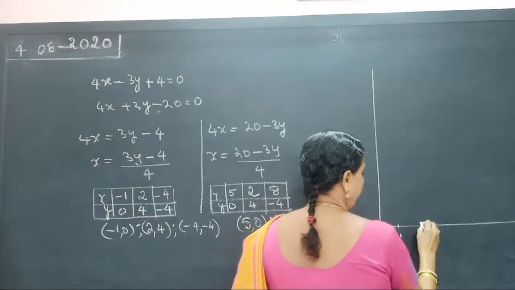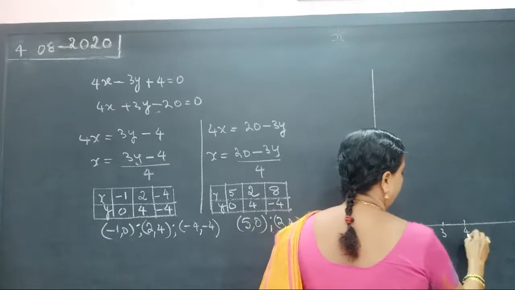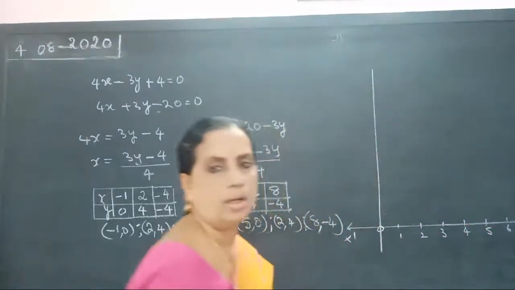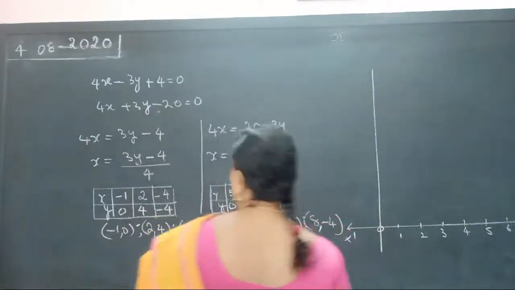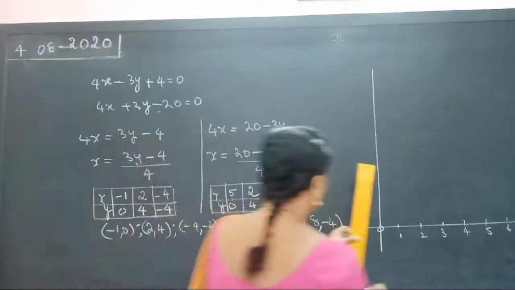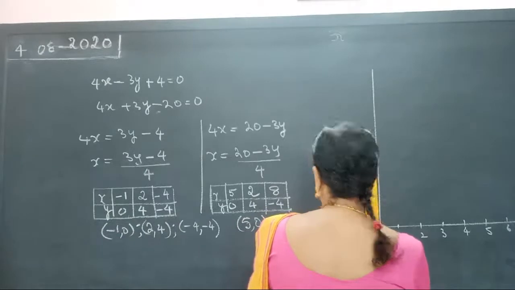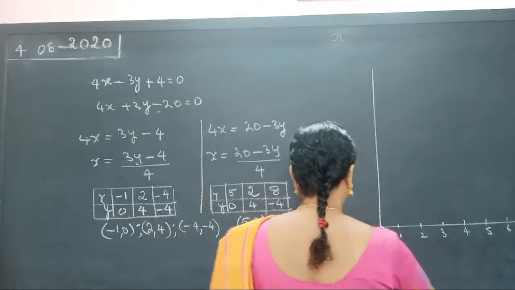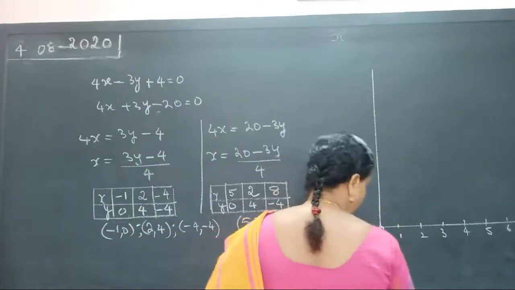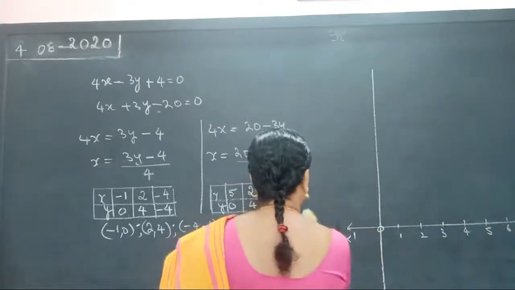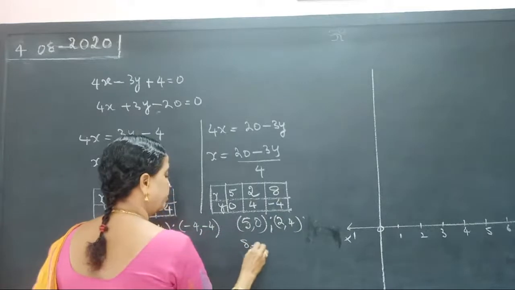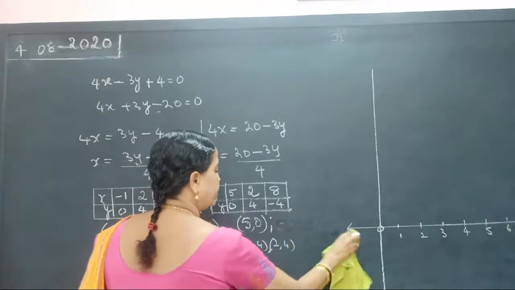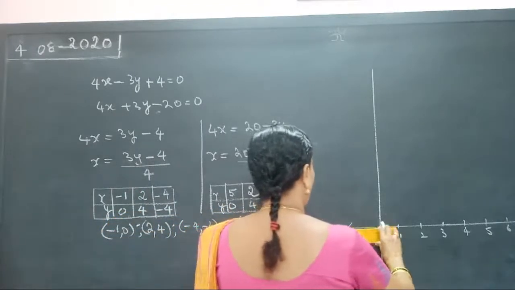So mark 1, 2, 3, 4, 5, 6, 7, 8 along the x-axis, and here the maximum y is 4 and we require minus 4 also, even for the y-axis we have to locate minus 4. One minute. 8, minus 4, I will write here 2 comma 4, so that I could extend this y-axis also up to minus 4.